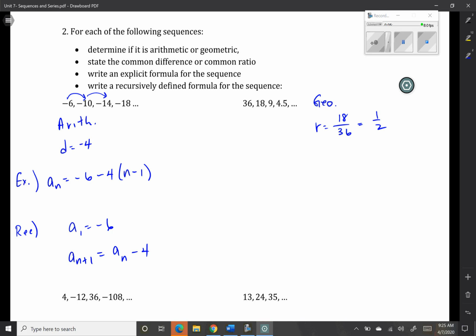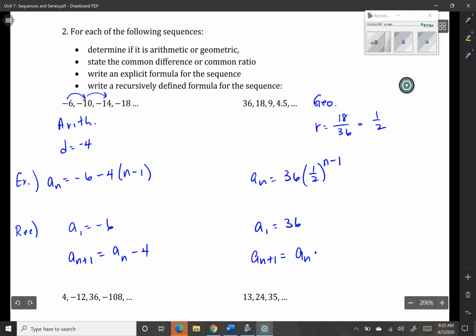So the explicit formula would be a sub n is equal to the first term times the ratio to the n minus 1. For the recursive sequence, I'd state the first term, and then I would say, well, the next term is equal to the previous term times 1/2.